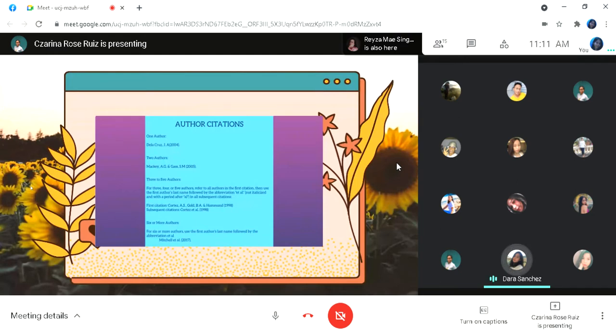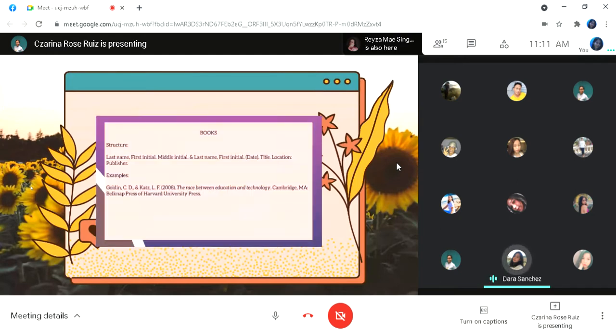And for books, we start with the last name followed by the first initial and period, middle initial, period, and we use the ampersand. And for the second author, we also use the last name, comma, first initial, period, and the open and close parentheses, the date, the title of the book, the location where the book is published, and the publisher.